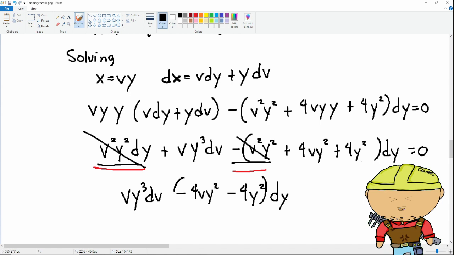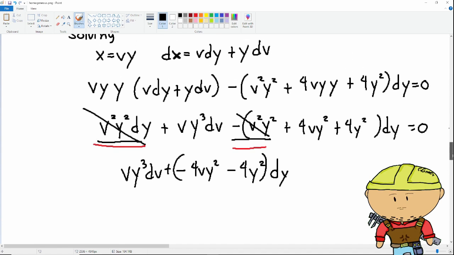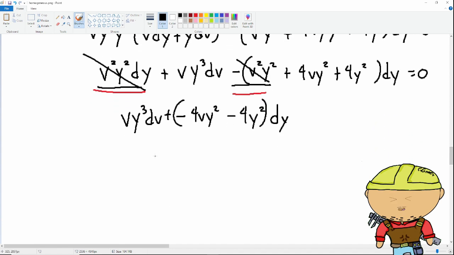I'm going to put the negative outside and the positive inside. Make sure that you don't cancel the negative; the negative is distributed inside the trinomial. So we have 4 and we have y squared.